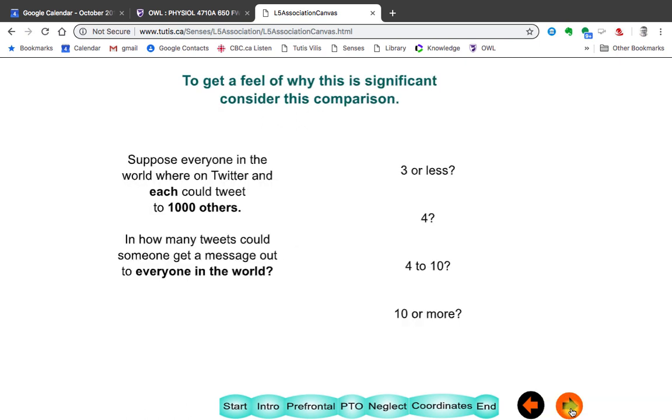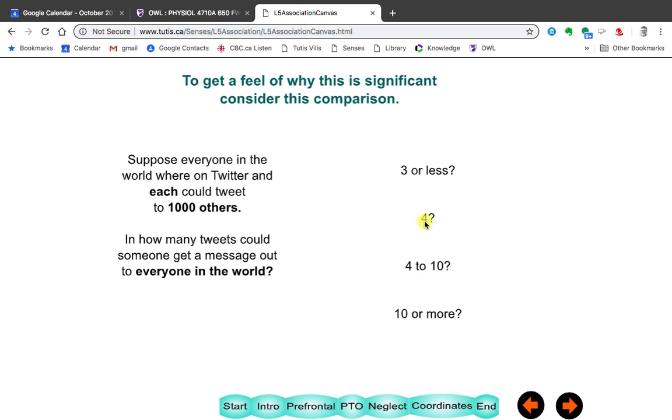So, question. Suppose everyone in the world were on Twitter, and each one could tweet to 1,000 others. In how many tweets could you get a message out to everyone in the world? Is it 3 or less? Is it 4? Is it 4 to 10, or 10 or more? Let's say 3 or less. 4?